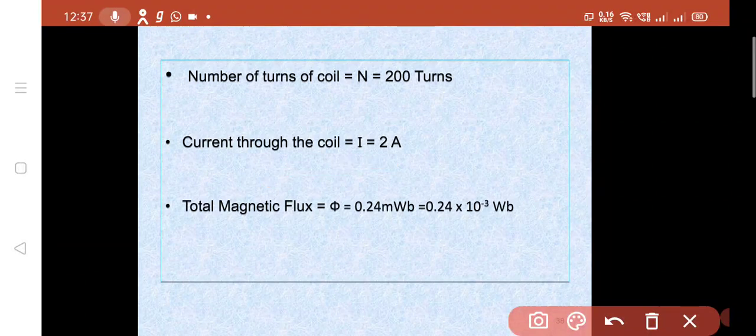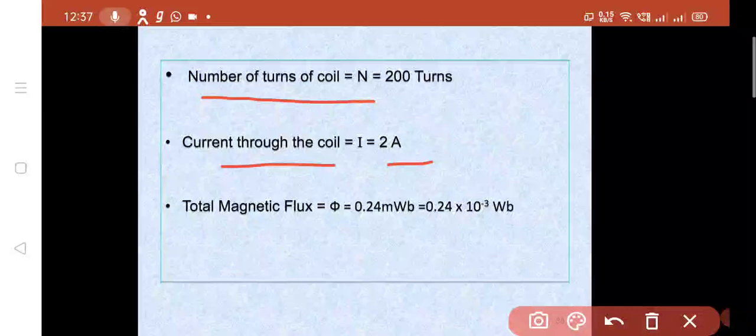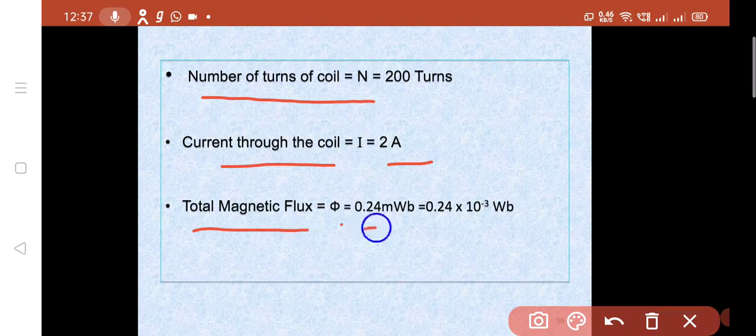Next, the number of turns of the coil N is equal to 200 turns. The current through the coil I is equal to 2 amperes. The total magnetic flux φ is 0.24 milliwebers, so 0.24 into 10 to the power of minus 3 webers.